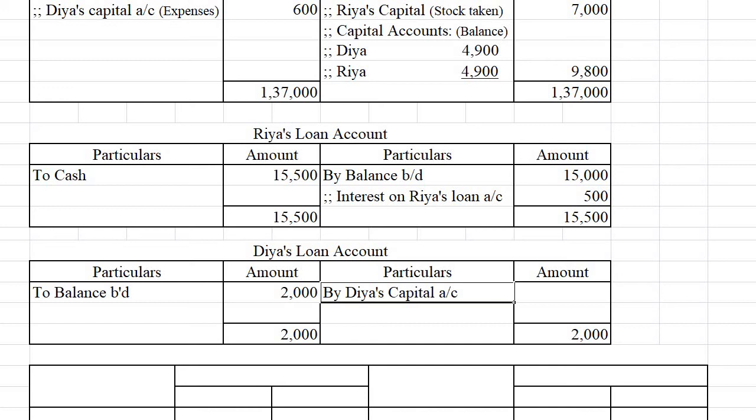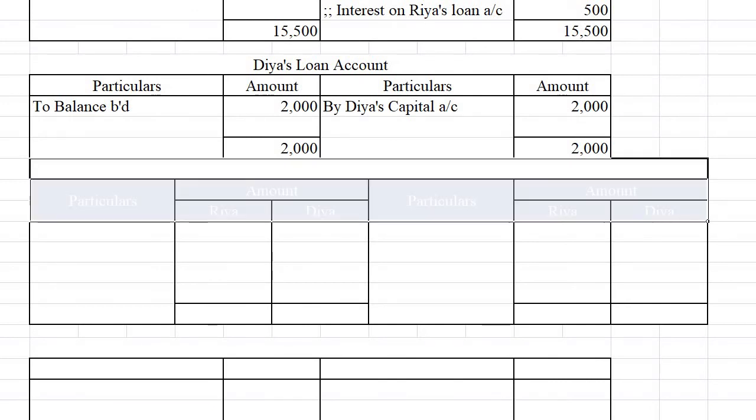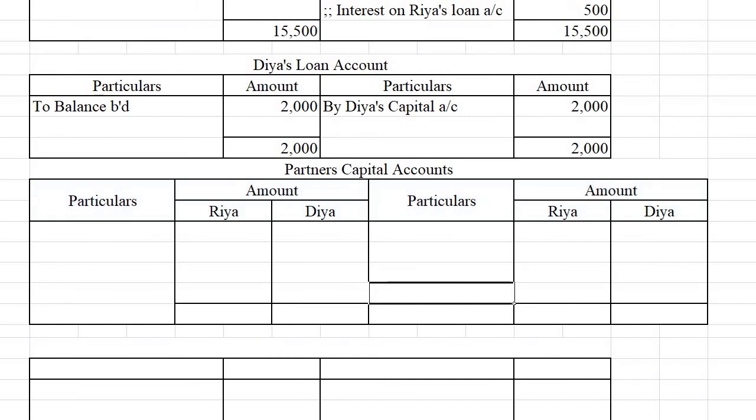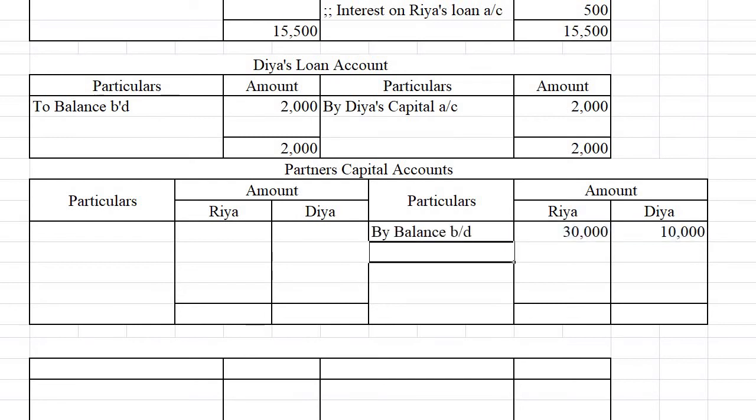So Dia's capital, how much? 2,000 is the balance. So Dia's loan account is also over. Now let us prepare their capital account, the capital account of Dia and Ria. The opening balance we have in the balance sheet can be transferred here as balance brought down, 30,000 and 10,000.